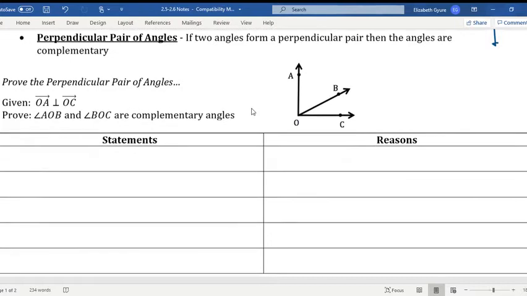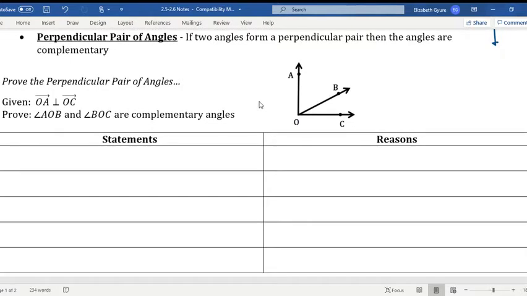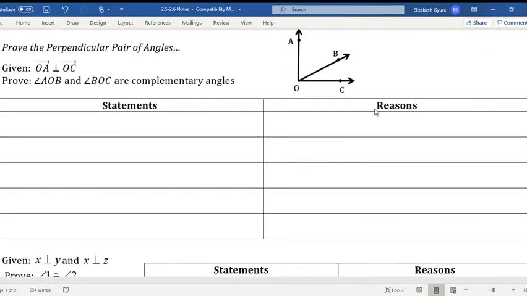Okay. All right. So we are going to prove the perpendicular pair theorem. So we are given that ray OA is perpendicular to ray OC, and we are going to prove that angle AOB and angle BOC are complementary angles. So if we want to prove that they are complementary angles, we want to prove that they add to be 90 degrees. Okay, so sometimes if you're not sure where to start, that's a nice thing to think about: where am I trying to end up? What does that mean? What am I going to have to say to make that happen?